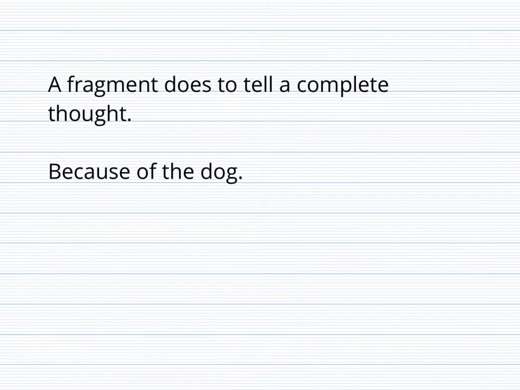One type of error we're going to see is a fragment. A fragment does not tell a complete thought. For example, because of the dog. This is just a dependent clause, and it does not provide a complete thought.